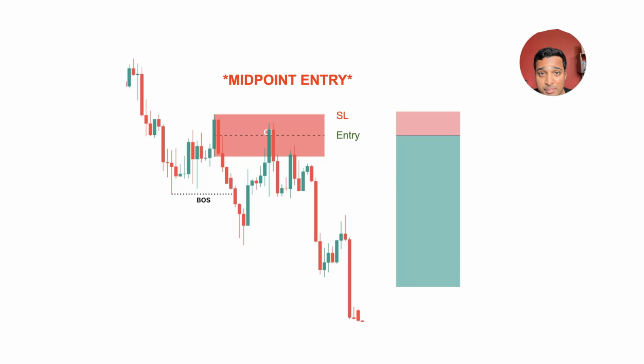The next entry type is midpoint entry. And for this, we take the same order block, but enter at the midpoint. So improving the risk-reward ratio. But a potential downside is that you risk missing the trade.